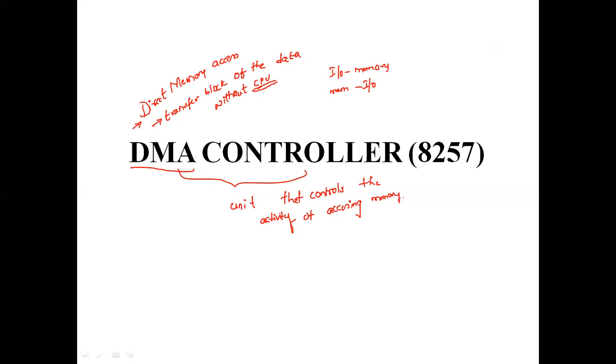As the DMA is now the master, it has all the responsibilities and the authority to transfer the data between the peripheral devices and the memory. All these things are controlled by the DMA controller. What do you mean by a DMA controller? It is a unit that controls the activity of accessing the memory. That is the difference between the DMA and the DMA controller. The hardware part which controls all the activities, we call it a DMA controller.